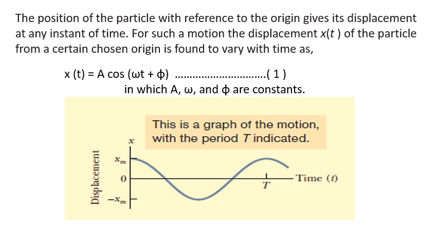The position of the particle with reference to the origin gives its displacement at any instant of time. For such a motion, the displacement of the particle from a certain chosen origin is found to vary with time as x(t) = a cos(omega t plus phi), in which a, omega and phi are constants, and the graph represents the motion with period T indicated.